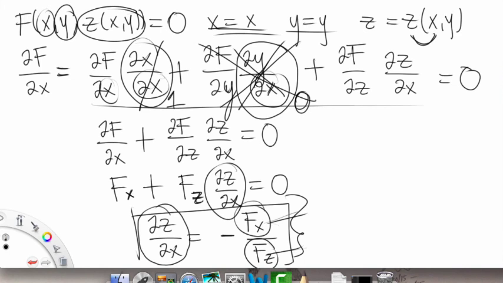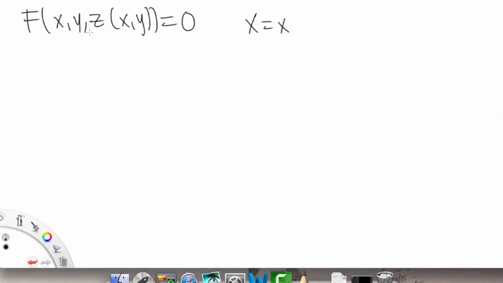Okay, and similarly, let's say we start over. So we're starting with our f of x, y, and z of x, y, and we're going to say it equals 0. And then x equals x, y is equal to y, and z is equal to a z of x, y. So that's a function of x and y. And again, x and y are independent variables.